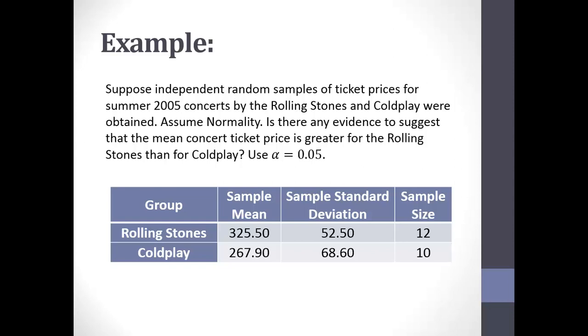So what's the main thing that we need to do in this question? The question asks us, is there evidence to suggest that the mean concert ticket price is greater for the Rolling Stones? So what kind of boat are we sitting in here, confidence interval versus hypothesis test? And everybody said hypothesis test, right? Exactly. So when you see, is there evidence to suggest, that means you want to do a hypothesis test.